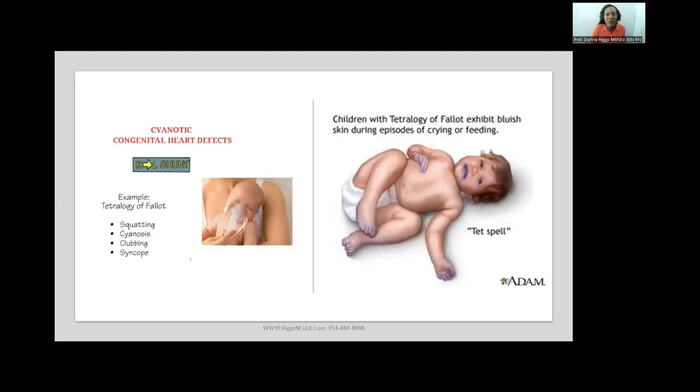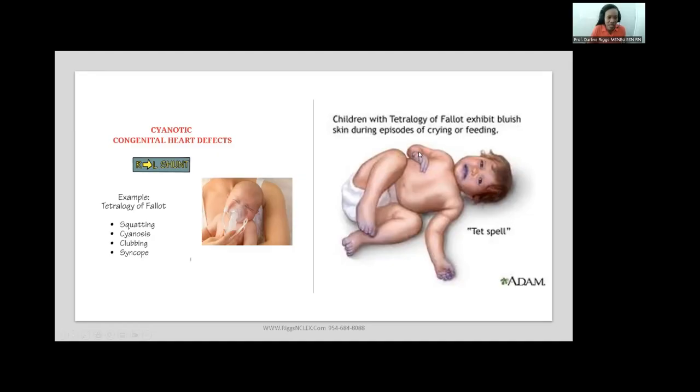Okay. So now all of that was acyanotic problems, pink babies. Now we need to talk about cyanotic problems, blue babies, cyanosis. So these are right to left shunts. Now that's the problem. We're talking blue blood, deoxygenated blood, going to the red side and then going to the body. That's why they're blue. Okay. So we're going to talk about tetralogy of Fallot. And these babies have TET spells. Okay. You see, the face is blue.